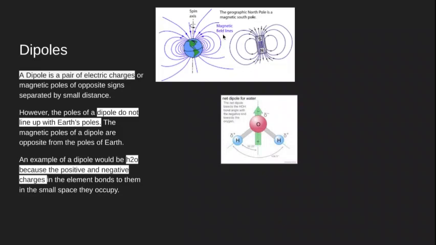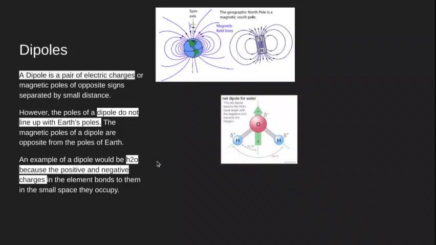So in this picture above, we have the Earth and we have a magnet on the other side. On the Earth, let's say the top part is north and the bottom is south. It's different on a magnet or on a dipole. On a dipole, the top part is south and the bottom part is north.